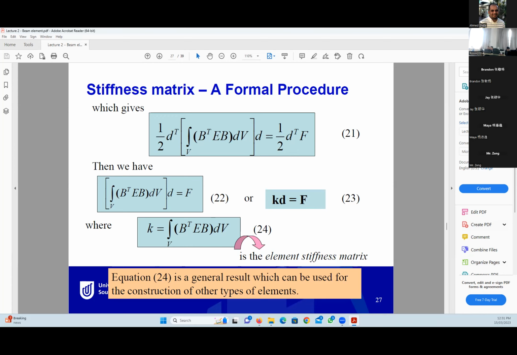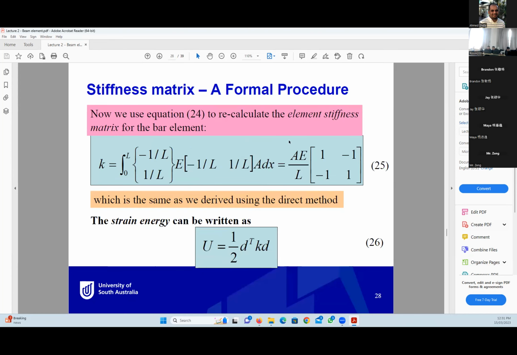Okay. So this is the general result we get from the direct method, that at the end, the stiffness matrix K times the displacement vector D will equal the forces. Okay. And using equation 24 to calculate the stiffness matrix of the bar element, it will be the integration from 0 to L of B transpose times E times B times A dx, which will equal AE divided by L times [1, -1; -1, 1].